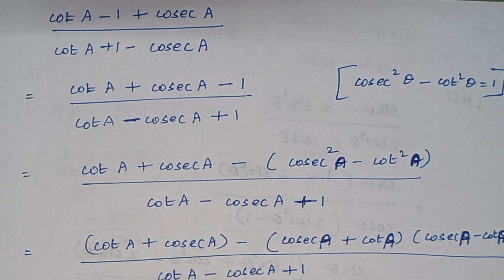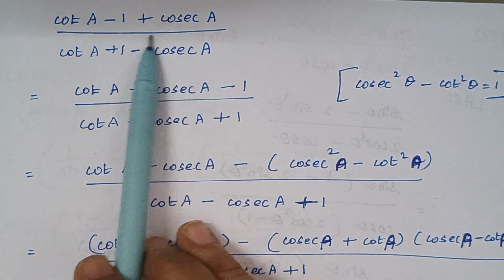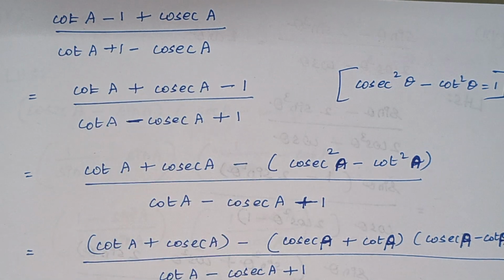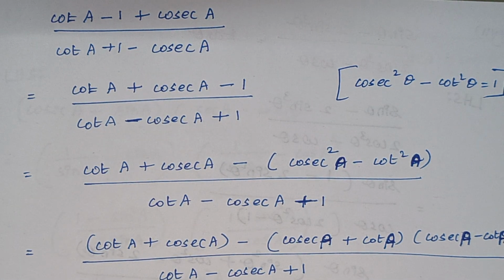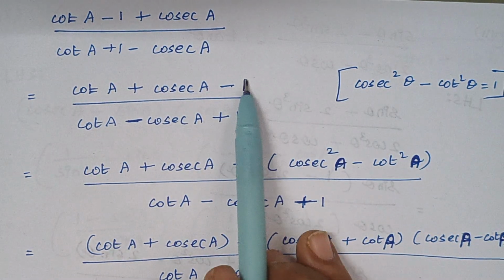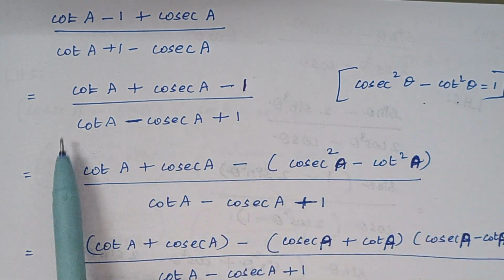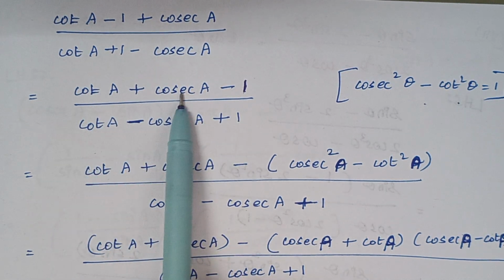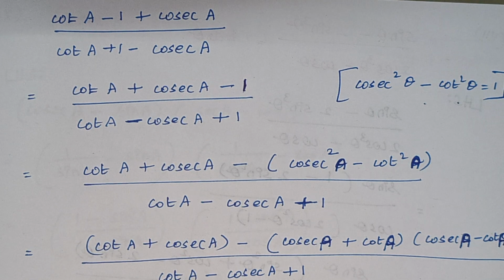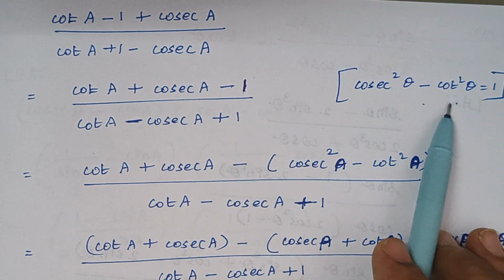Right. So the next step is I am just rearranging the terms. So cot A plus cosecant A minus 1. Here cot A minus cosecant A plus 1. Right. So in this case you see, in the place of 1, we are replacing this 1 by cosecant square theta minus cot square theta, because you see here we are having terms cot and cosecant, right? So there we are selecting an identity in terms of cot and cosecant. So here this 1 is replaced by cosecant square theta minus cot square theta.